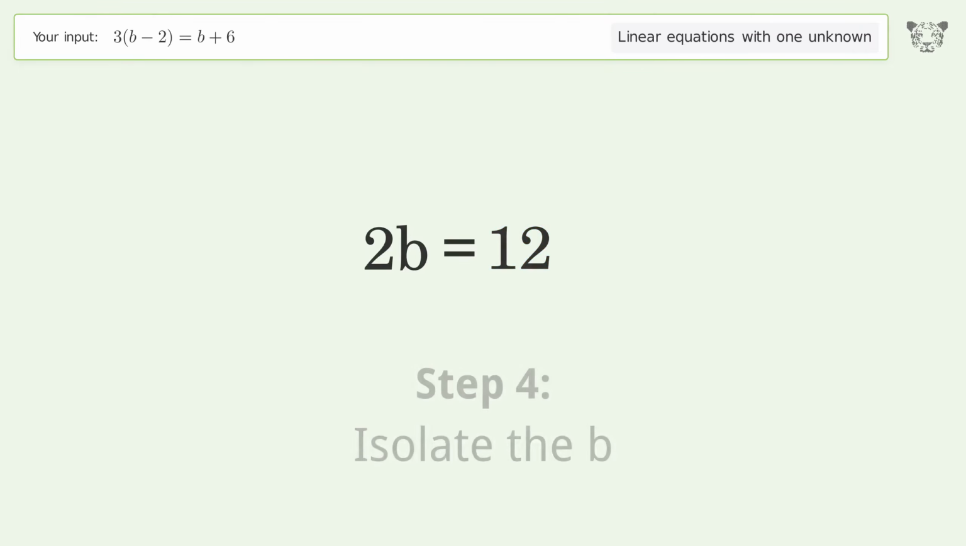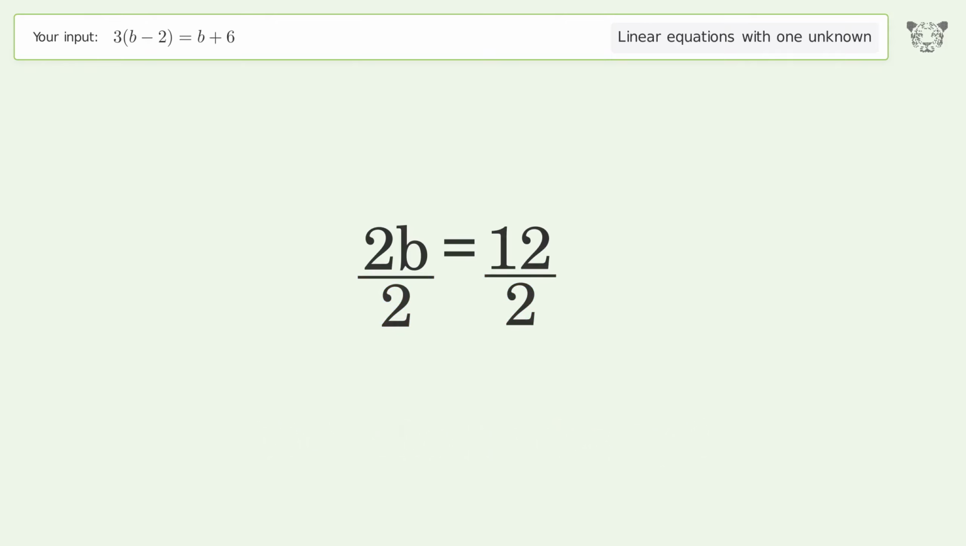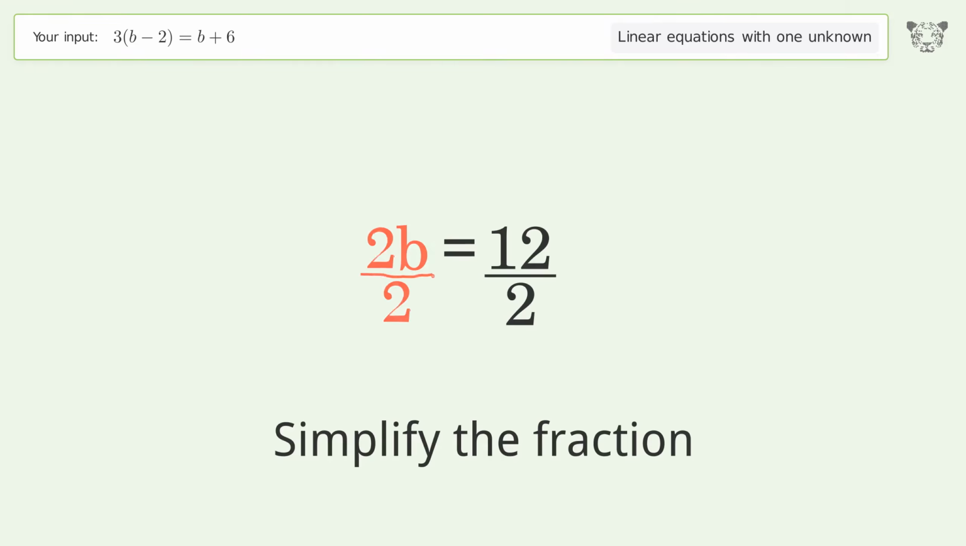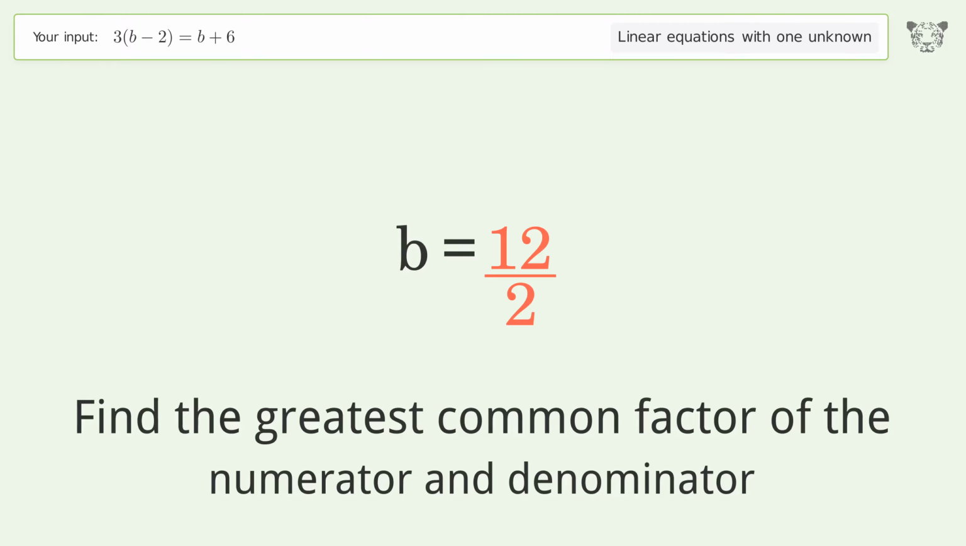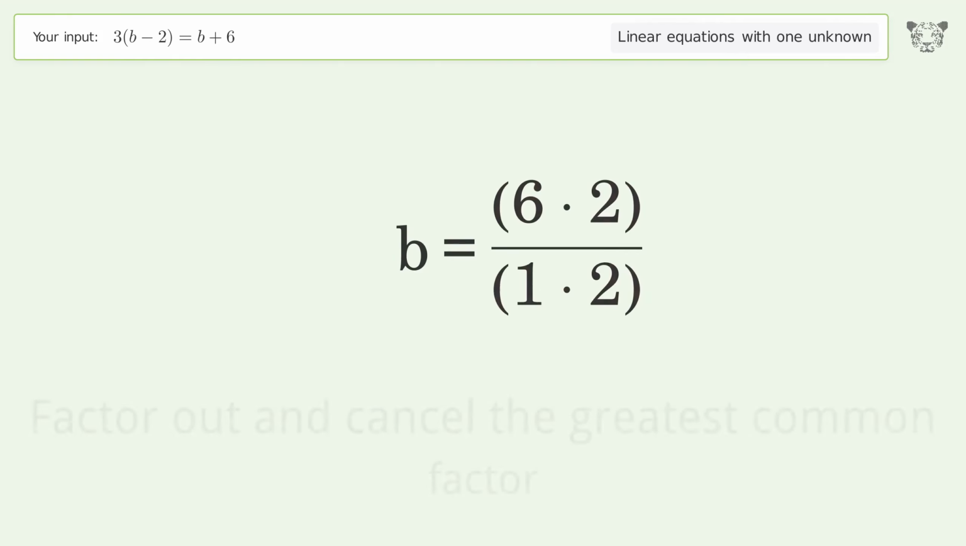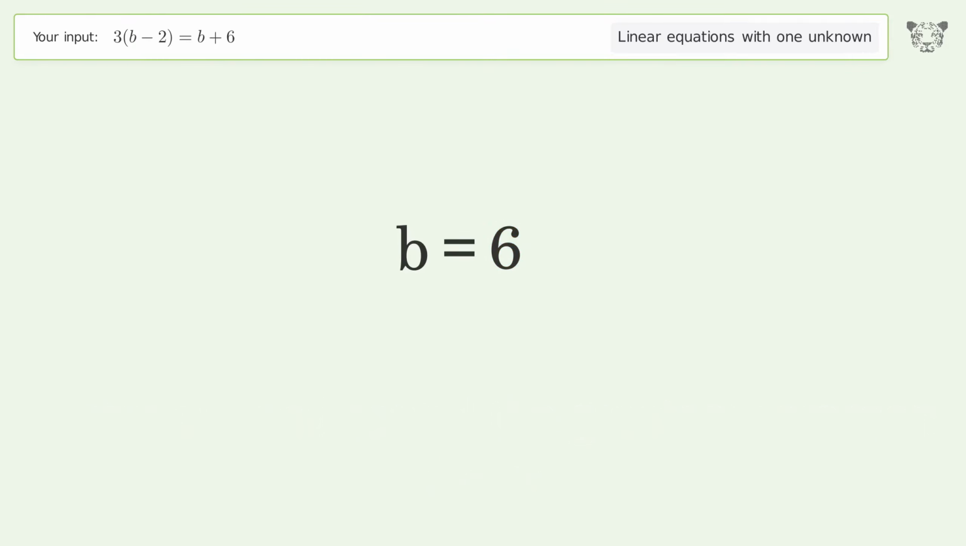Isolate the b. Divide both sides by 2. Simplify the fraction. Find the greatest common factor of the numerator and denominator. Factor out and cancel the greatest common factor. And so the final result is b=6.